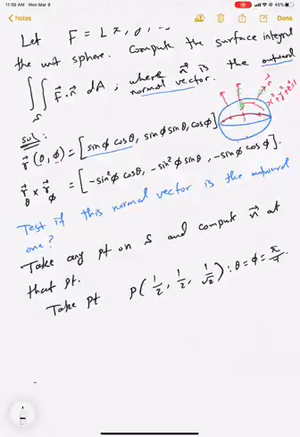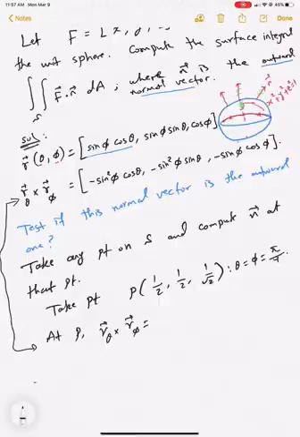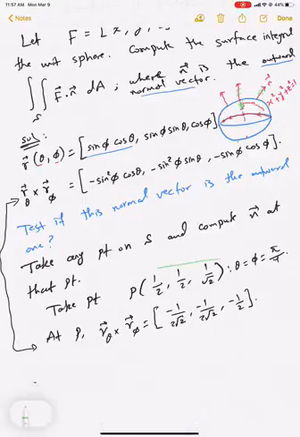Now at this point, at P, you find r sub theta cross r sub phi. That's the normal vector we found here. So if you take this vector and you substitute the theta and phi values, what do you get? You get minus 1 over 2 root 2, minus 1 over 2 root 2, and minus half. So this is my point, and this is my normal vector.